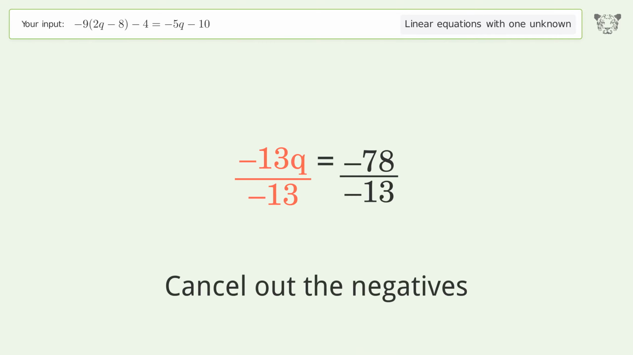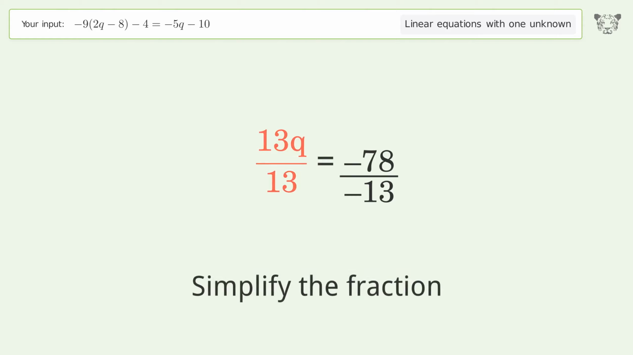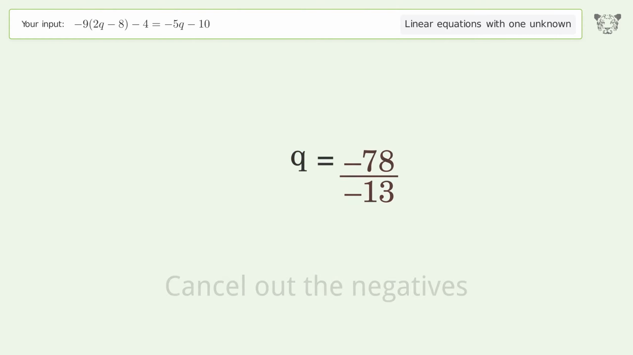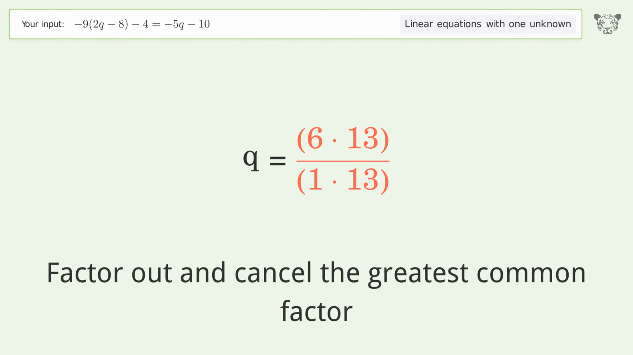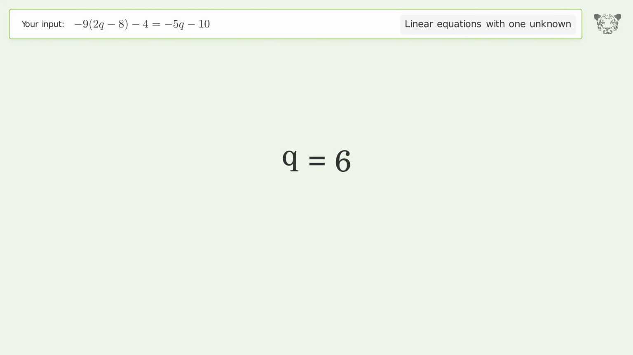Cancel out the negatives. Simplify the fraction. Cancel out the negatives. Find the greatest common factor of the numerator and denominator. Factor out and cancel the greatest common factor. And so the final result is q equals 6.